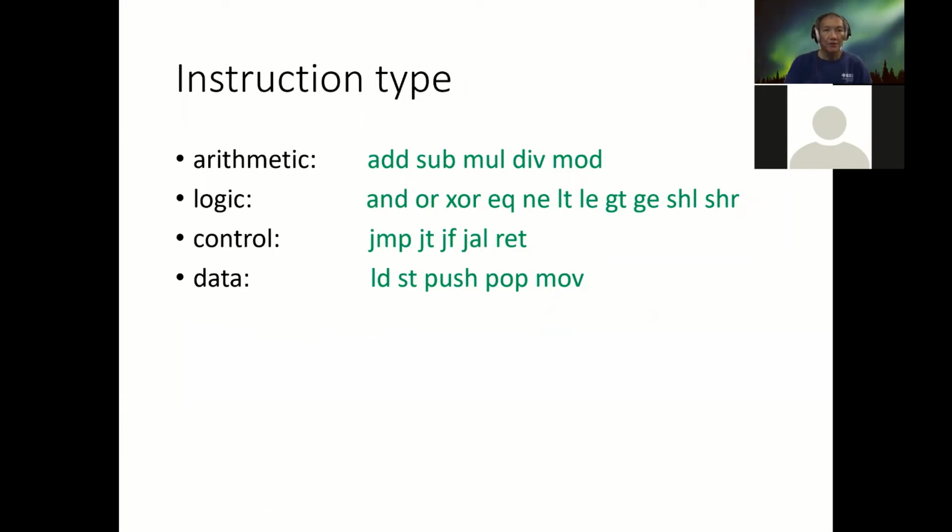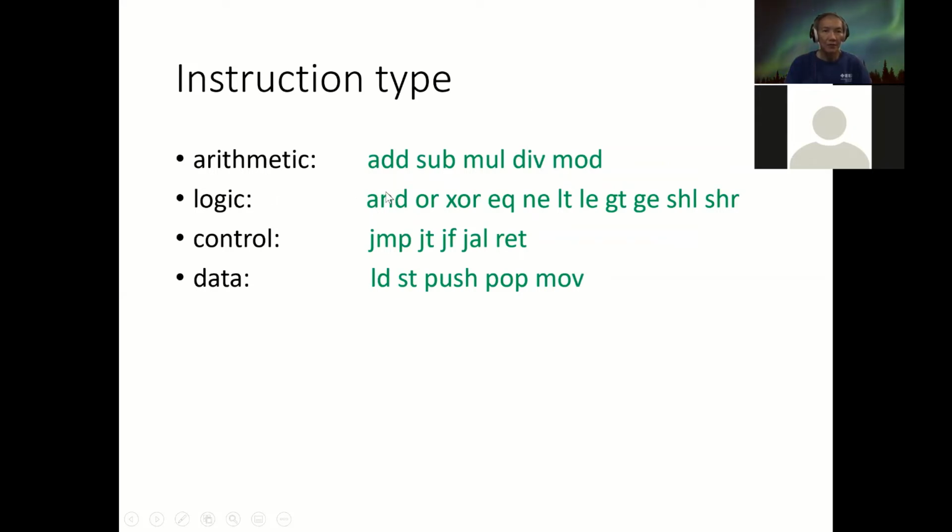The types of instruction available are also divided into these groups: arithmetic, logic, control, and data. Arithmetic is to perform some simple arithmetic, so we have plus, minus, multiply, divide, and mod. The complex instructions we probably will not use just to study assembly language, but because the processor has these instructions, that's why I tell you about them.